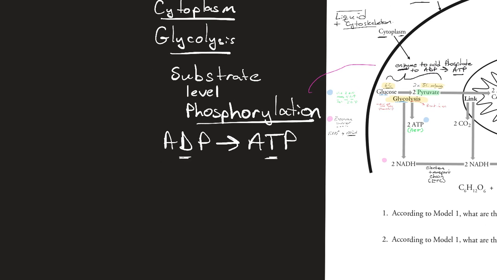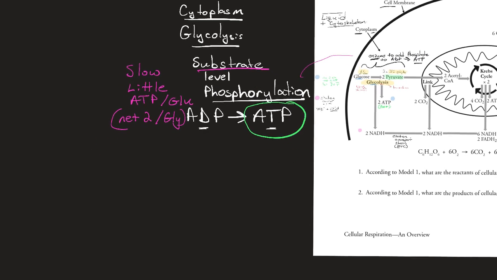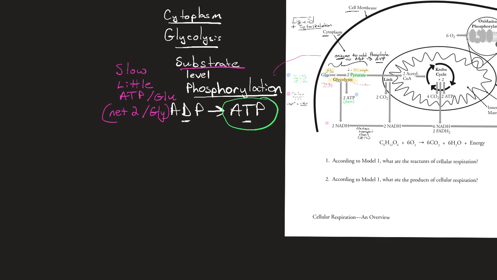All right. This is good because this is our cash right here, our greenback. This is what we want. But it's happening only one at a time using an enzyme, hence the word substrate, because enzyme needs a substrate. So it's doing one at a time. And it's very slow, produces very little ATP per glucose. In fact, it produces a net of 2 ATP per glucose. So it's very slow, not very good, but it's okay. It's good enough for yeast. It's good enough for bacteria.